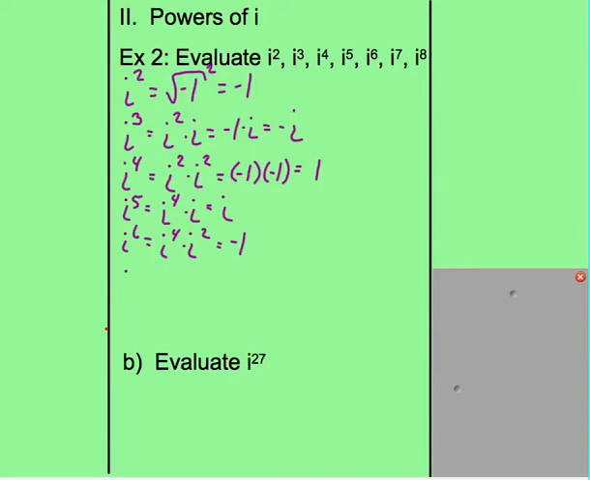Real quickly, we'll finish up the last two. i to the seventh is i to the fourth times i cubed. i to the fourth is 1, i cubed is -i. And i to the eighth is i to the fourth times i to the fourth, which is 1 times 1, or 1. So what happens is every fourth power of i, you get 1.